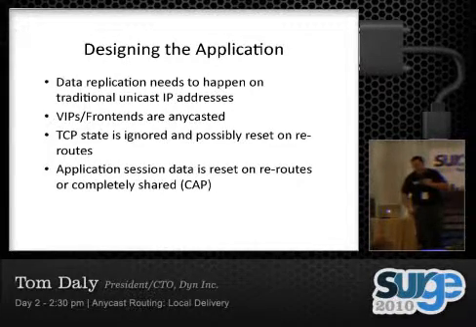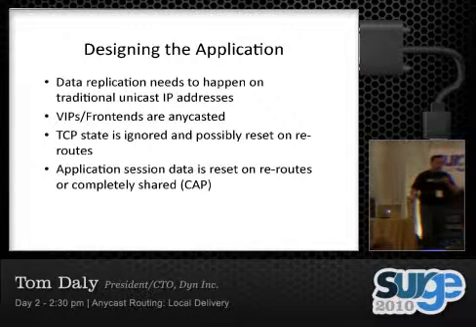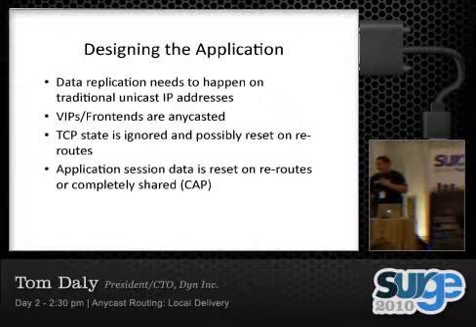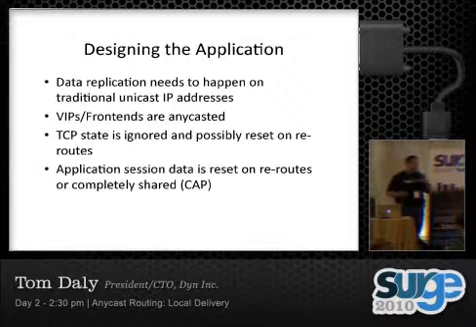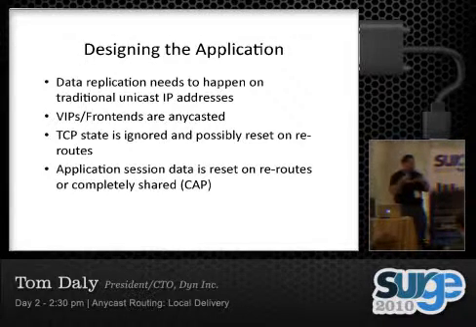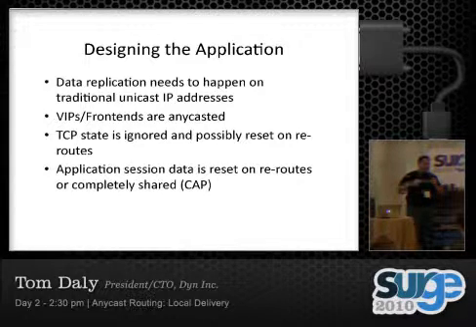TCP state is generally reset or completely ignored if there's a topology change in the network. There's a couple ways around that: your application session data really can be just reset when routing changes occur, or you need to make sure that app session data is completely shared. And that's not just something like a cookie or a time zone setting between multiple data centers. You need to share the state of your front-end load balancers, that this is a TCP connection in an established state between your load balancers, between your data centers. It can be done, it's just whether or not your data is long-lived enough to replicate that state around your network.